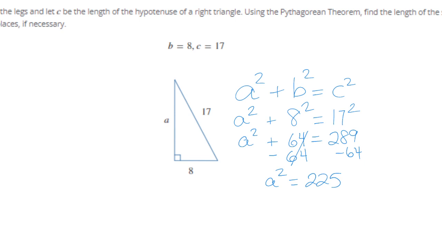And now my A is sort of isolated, but I still got that squared that I don't like, so I'm going to undo the square by square rooting. Square root. Do you know what the square root of 225 is? Did you remember from the last slide? It's actually just 15. So now we know that the leg is 15. Again, one quick check. The hypotenuse should be the longest. It's 17. That's longer than my 15 or my 8, so I'm good to go.